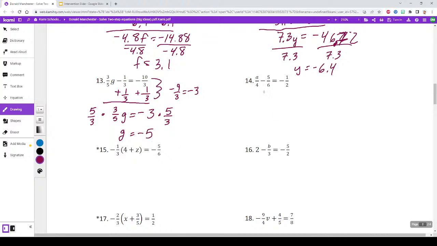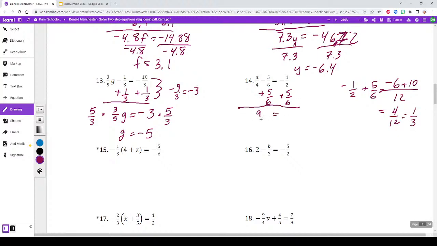All right, moving along, we're going to add 5/6 to both sides. I'm going to do some side work over yonder. Negative 1/2 plus 5/6. I'm just doing this quickly at lunch, so I'm going to do this my fast way. That's going to be 4 over 12, which is 1/3. All right, so we've got a over 4 equals 1 over 3. And we're going to multiply both sides by 4 to undo the division. So that gives us that a is 4 over 3.